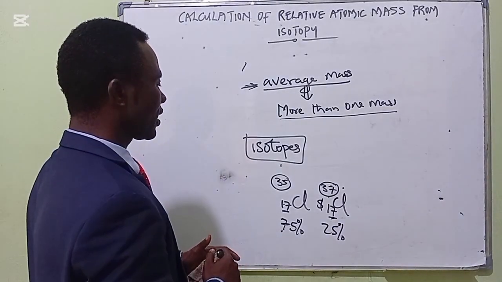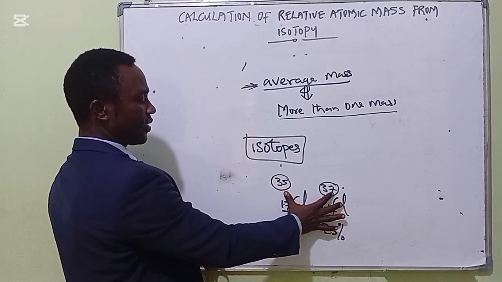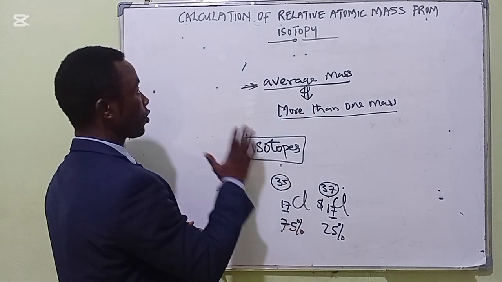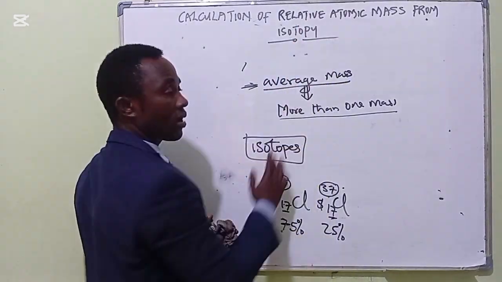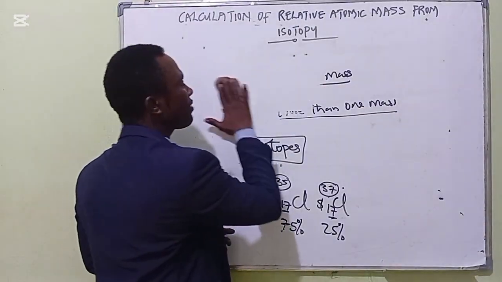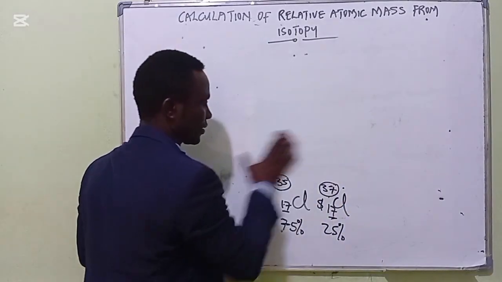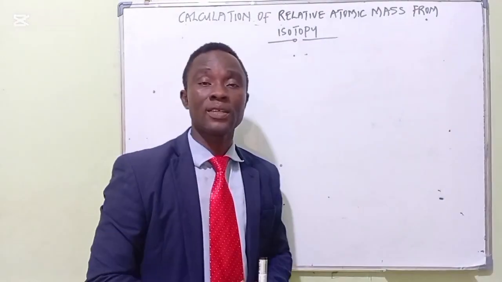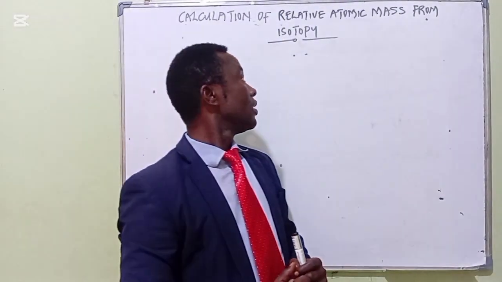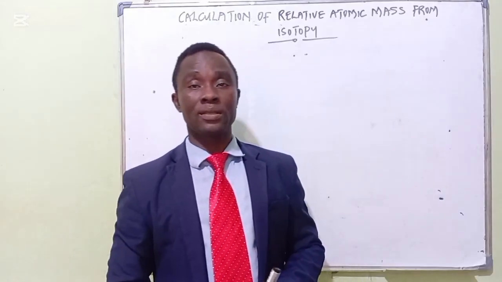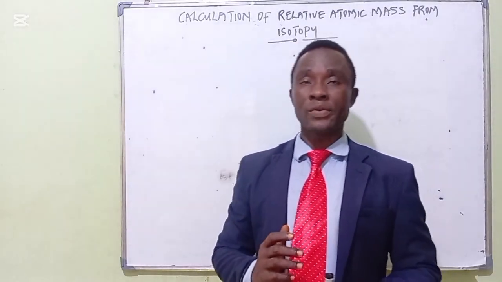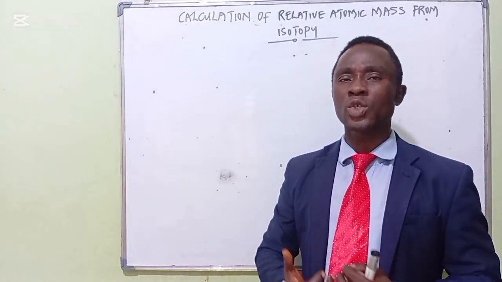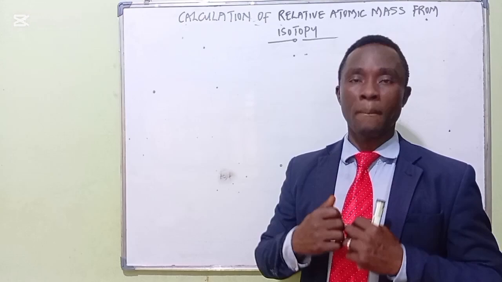Now, that is to say that if we take the average masses of these isotopes, we'll be talking about relative atomic mass. Now, the relative atomic mass of most elements is not a whole number, it is a decimal. If you are writing an exam, and they ask you why the relative atomic mass of most elements is not a whole number, the reason is because relative atomic mass is calculated from the average of two or more masses.